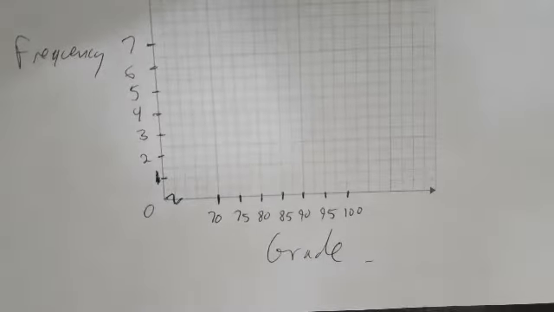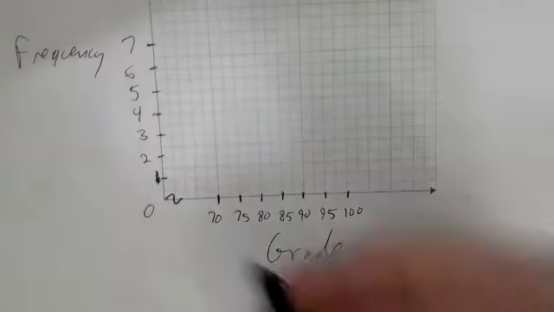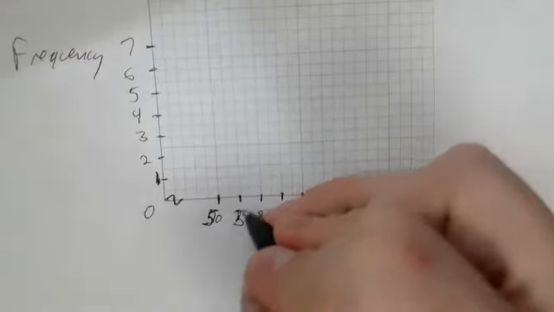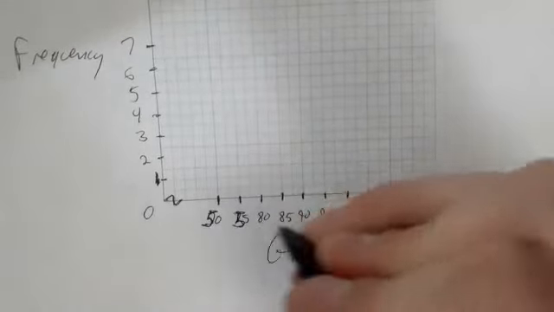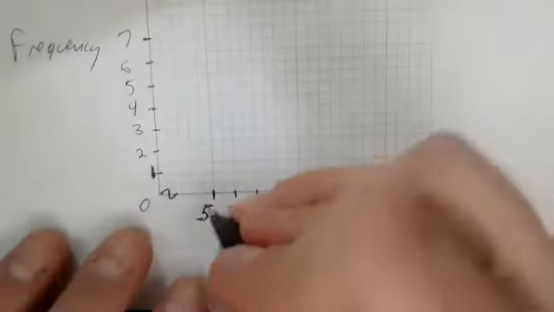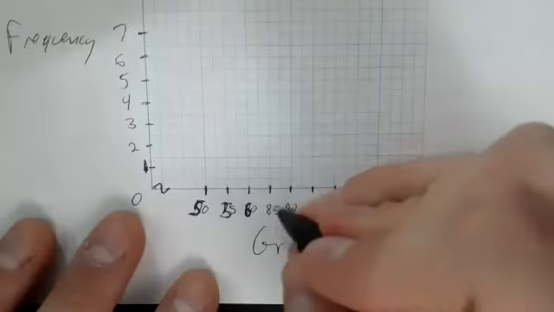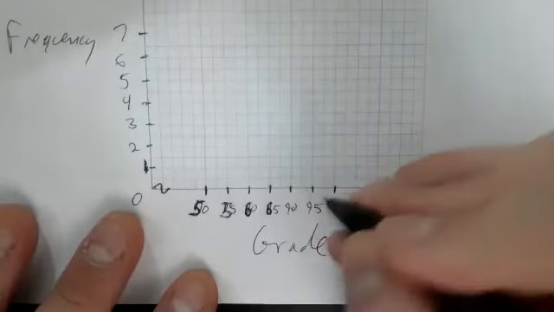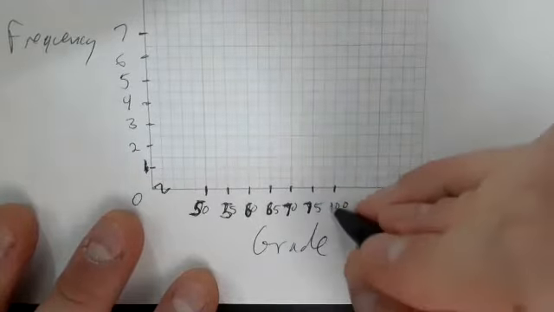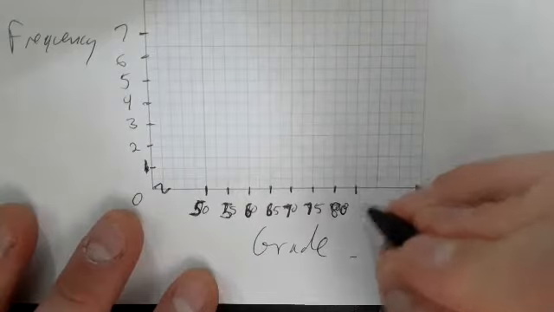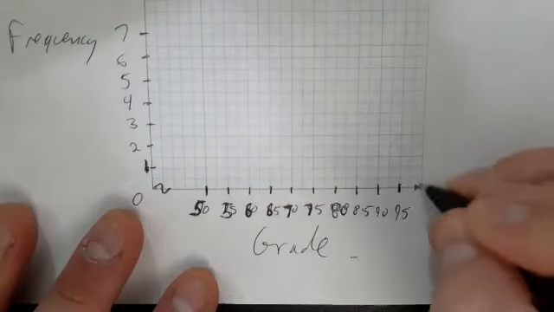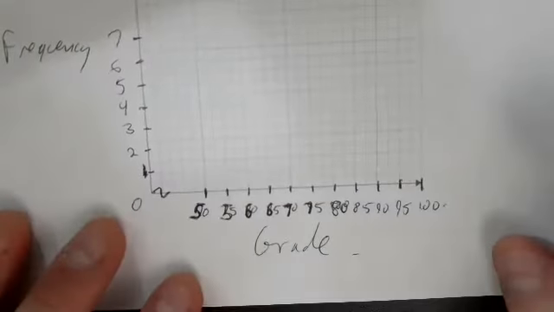Ooh, no, I did not start out the right number. Sorry, I'm starting out at 50. Let's correct these numbers. 55, 60. This would be 65, 70, 75, 80, 85, 90, 95, and 100 on the end. Got just enough space.